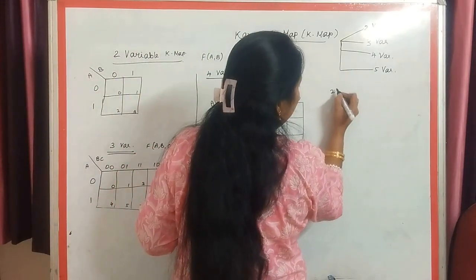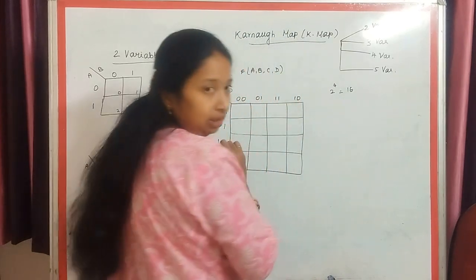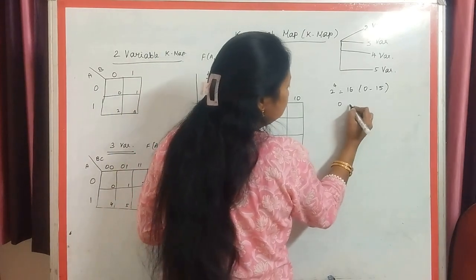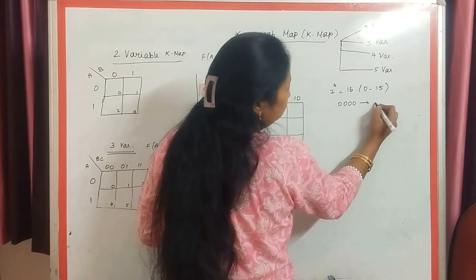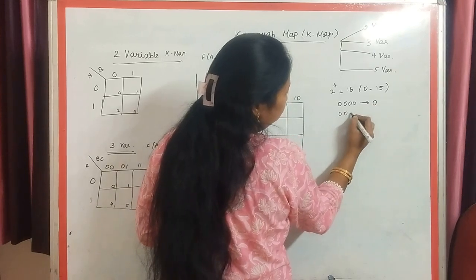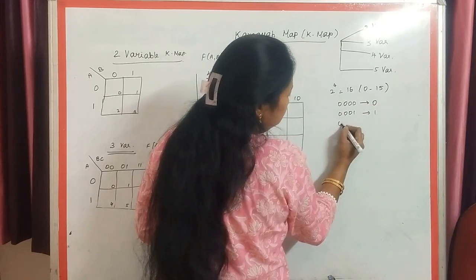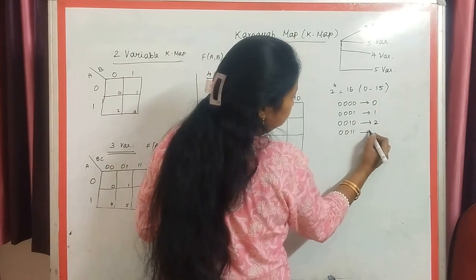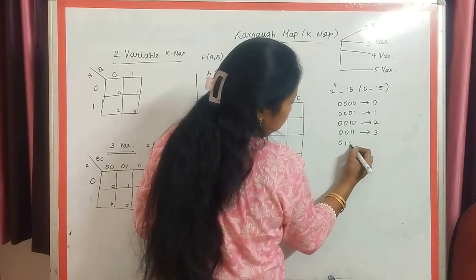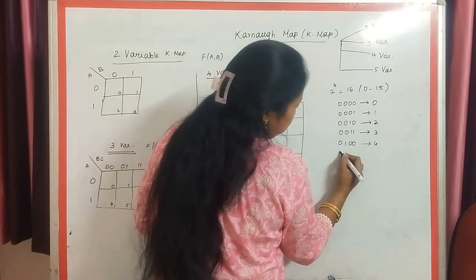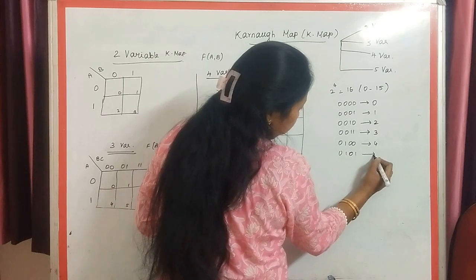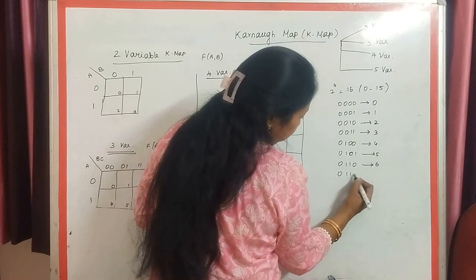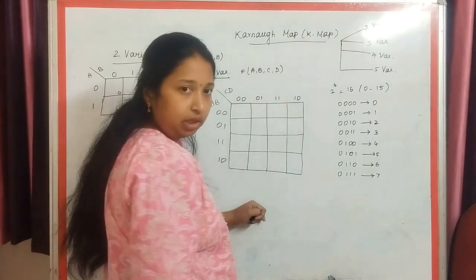Take out the combinations now. For 4 variable mapping, how many combinations did you get? 16. The combinations start from 0 to 15. Right? So what are the combinations? It is 0, 0, 0, 0. This corresponds to 0. 0, 0, 0, 1 corresponds to 1. 0, 0, 1, 0 corresponds to 2. 0, 0, 1, 1 corresponds to 3. 0, 1, 0, 0 corresponds to 4. 0, 1, 0, 1 corresponds to 5. 0, 1, 1, 0 corresponds to 6. 0, 1, 1, 1 corresponds to 7. Clear?